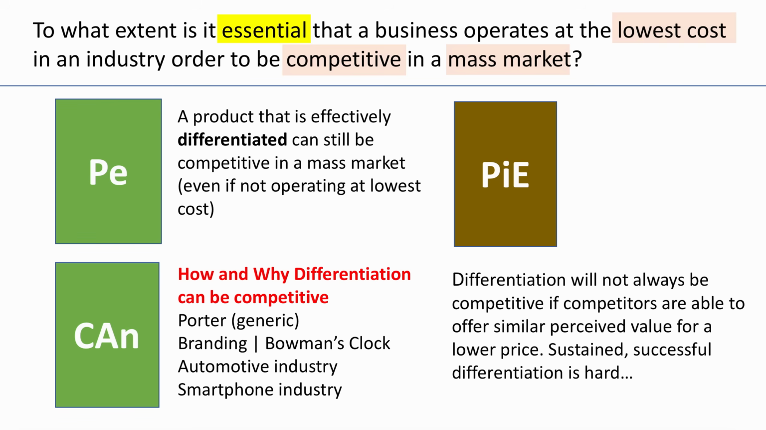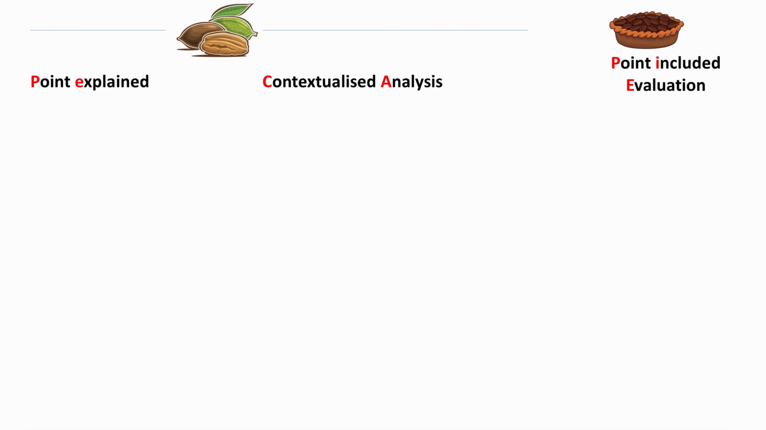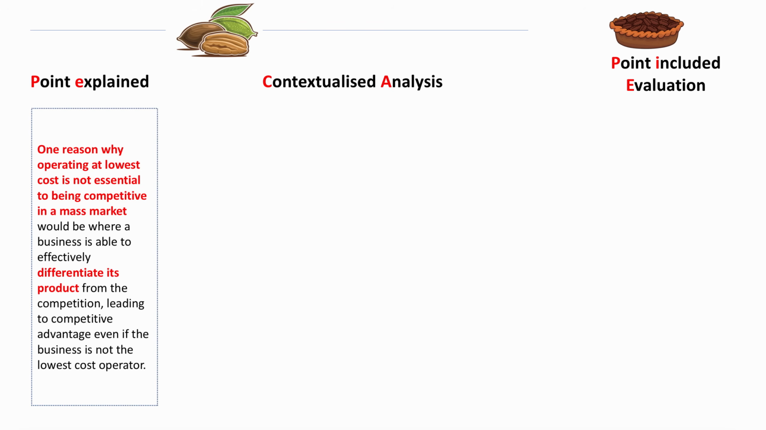There's my mini plan. Let's now have a look at how this paragraph might be constructed in terms of the words we'd use. Well, don't forget, we always start the PeCAn PiE paragraphs with the words of the question to state the point. So let's have a look. One reason why operating at lowest cost is not essential to being competitive in a mass market, so I'm using the words of the question, would be where a business is able to effectively differentiate its product from the competition, leading to competitive advantage even if the business is not the lowest cost operator.